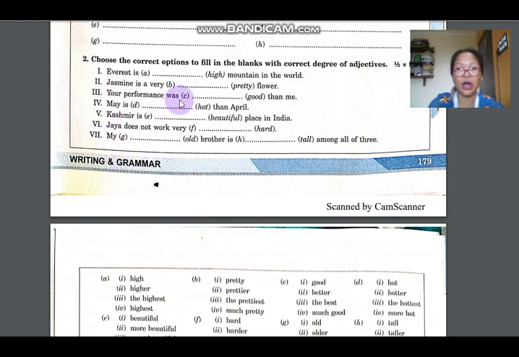Your performance was dash good than me. Now here we are making a comparison between me and you, right? So, your performance was better than mine.